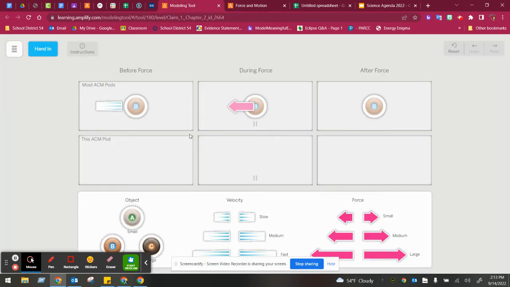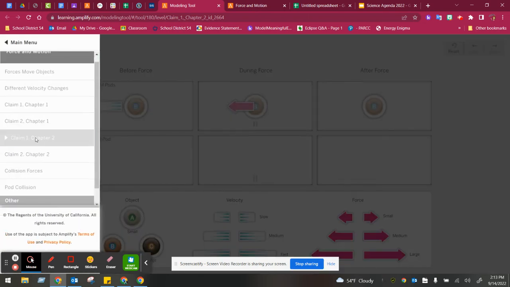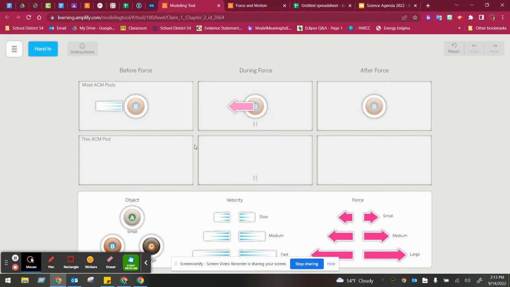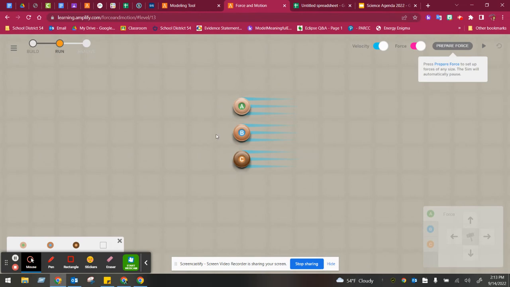So when looking at our model here, my model is set up showing claim number 1. I'm trying to create a model that represents my space pod coming into the space station with the same velocity as normal, having the thrusters fire in the opposite direction with the same force as normal. However, due to the mass of the object, the space pod ended up going in the opposite direction. We encouraged you to use the simulation to demonstrate this.